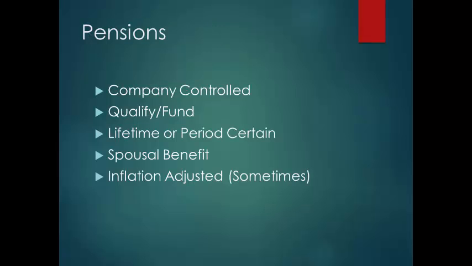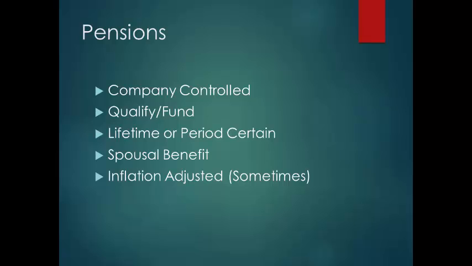Now let's talk about pensions for a minute. Pensions are company-controlled annuities. They have a set of guidelines to reward you for staying with the company. Typically, you need to work for the company for at least 5 or 10 years in order to qualify for the pension. Each company has different rules, but as a general rule, your pension is accessible once you've reached age 65, sometimes 60. And then it'll pay you for the rest of your life.